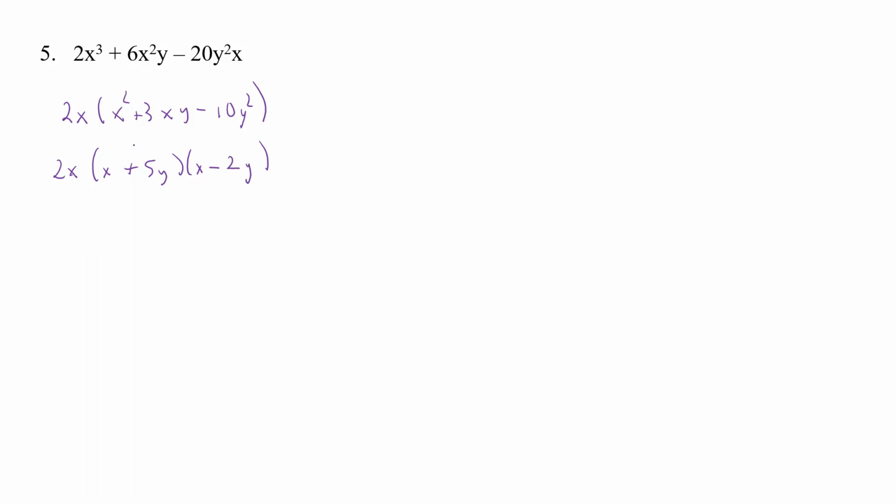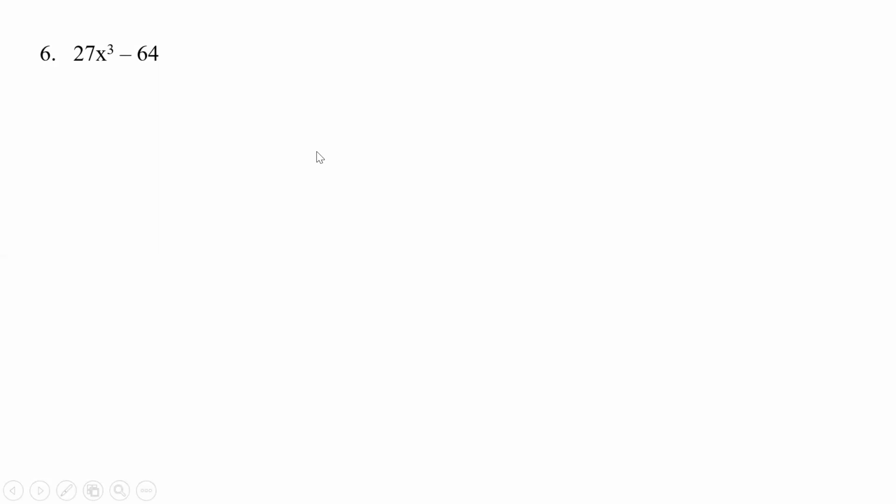So now let's test it. X squared minus 2xy plus 5xy, so it's going to be 5 minus 2 is 3xy, and then minus 10y squared, and then times 2x. That puts me back up to my original expression when I multiply it out here. So that is my factored form at this point.